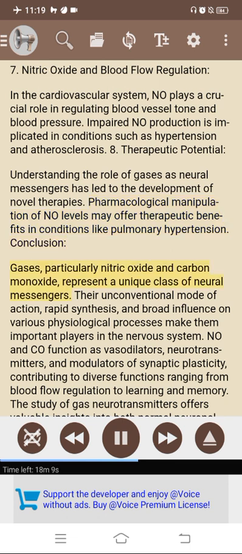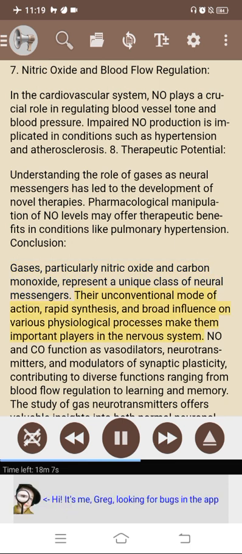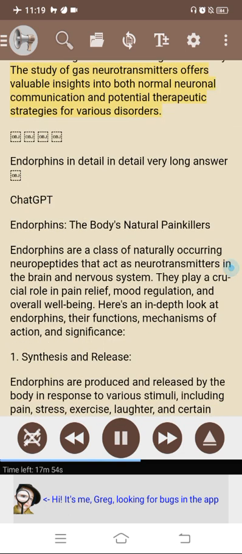Conclusion. Gases, particularly nitric oxide and carbon monoxide, represent a unique class of neural messengers. Their unconventional mode of action, rapid synthesis, and broad influence on various physiological processes make them important players in the nervous system. NO and CO function as vasodilators, neurotransmitters, and modulators of synaptic plasticity, contributing to diverse functions ranging from blood flow regulation to learning and memory. The study of gas neurotransmitters offers valuable insights into both normal neuronal communication and potential therapeutic strategies for various disorders.